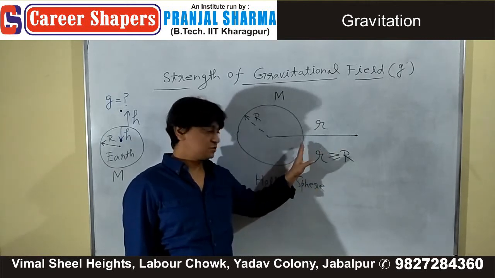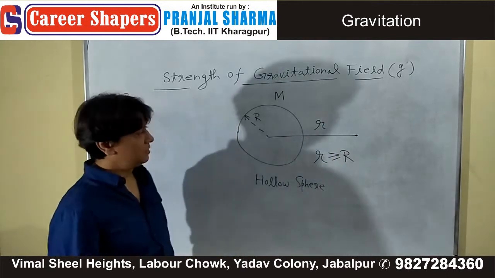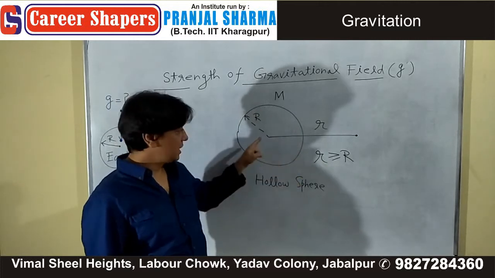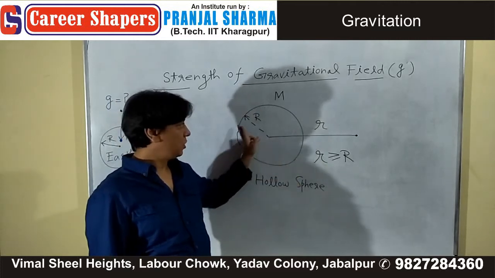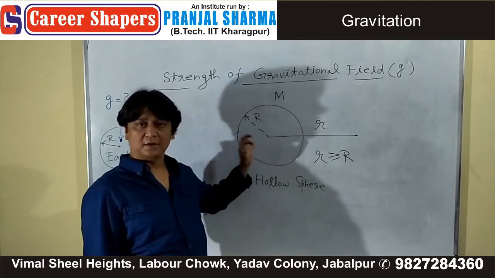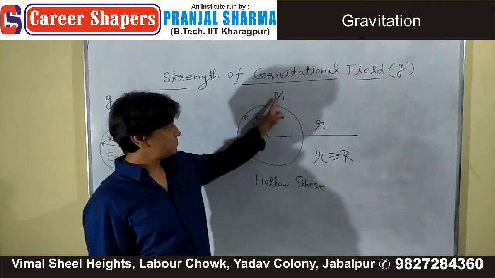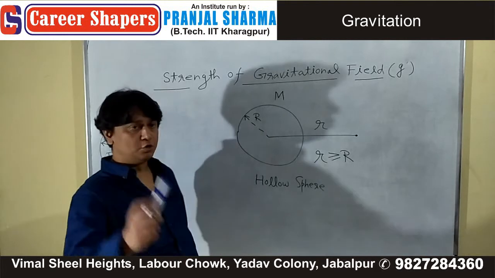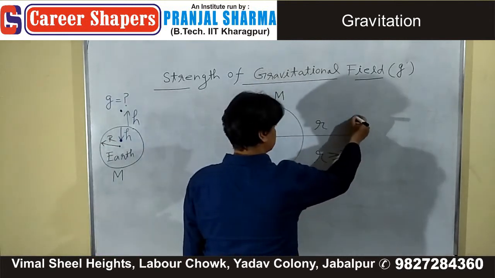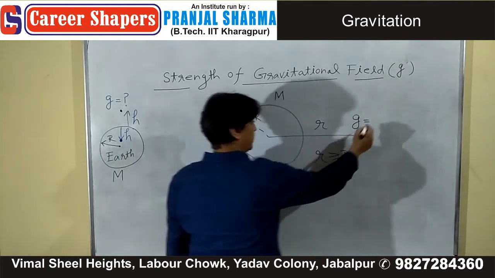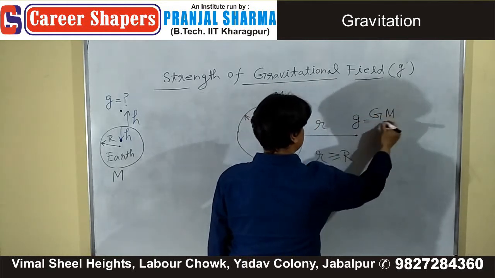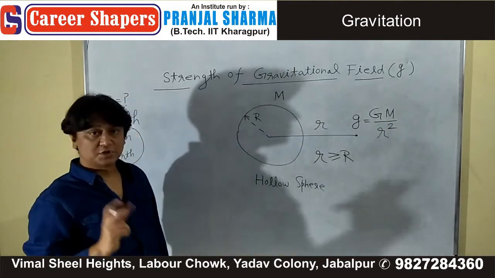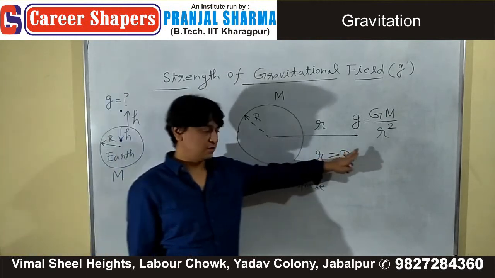If you are on the surface or outside, then you can consider all the mass of the hollow sphere at its center as a point. Once you say this mass can be assumed at the center as a point mass, then you know what the gravitational field of a point mass is at a distance of r from it, and that is given by GM divided by r square. So this is the gravitational field of a hollow sphere.